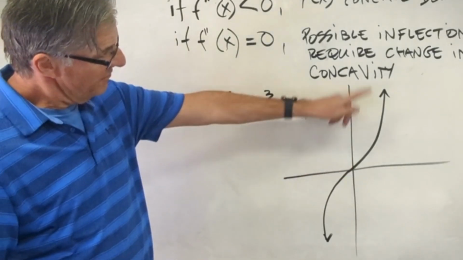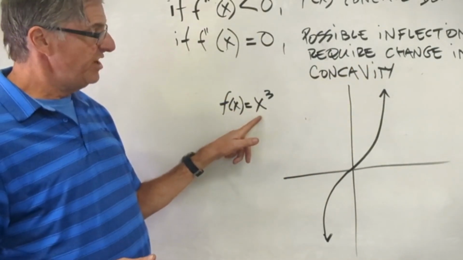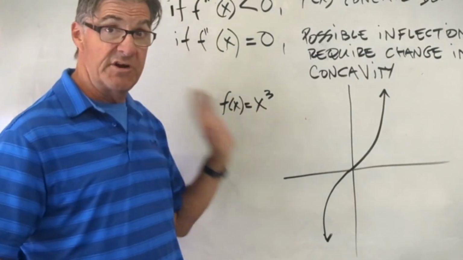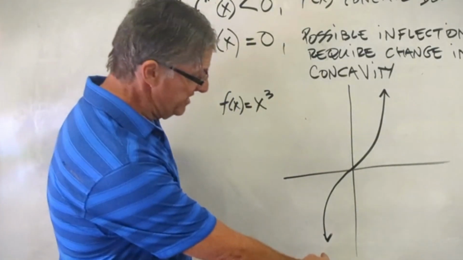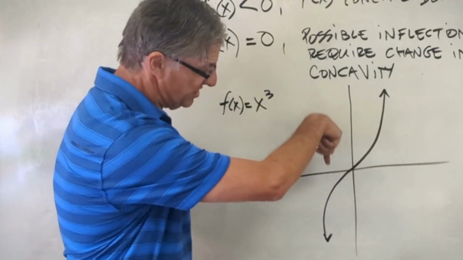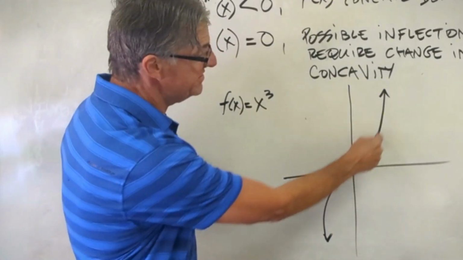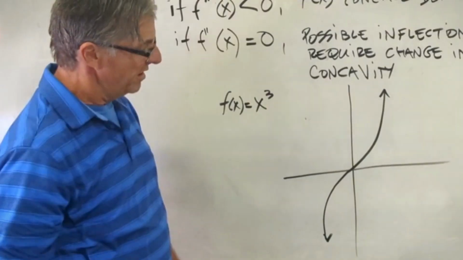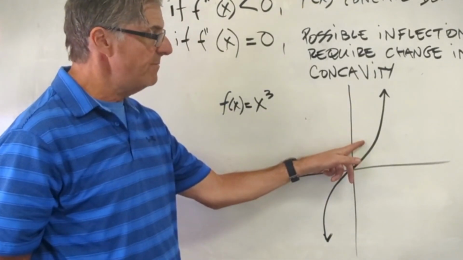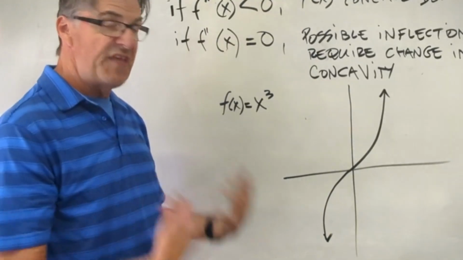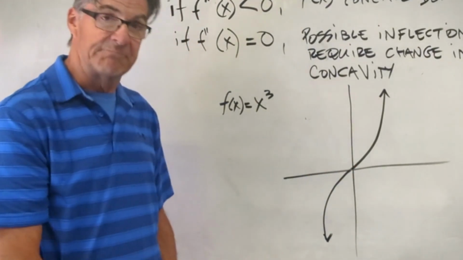Check this out. This is f of x equals x to the third. This is the mother power function, the mother cubic function. For this section of f of x, it's concave down. And for this section, the curve is facing upward. This point here is where the concave down and the concave up portions meet. So that is an inflection point, okay?